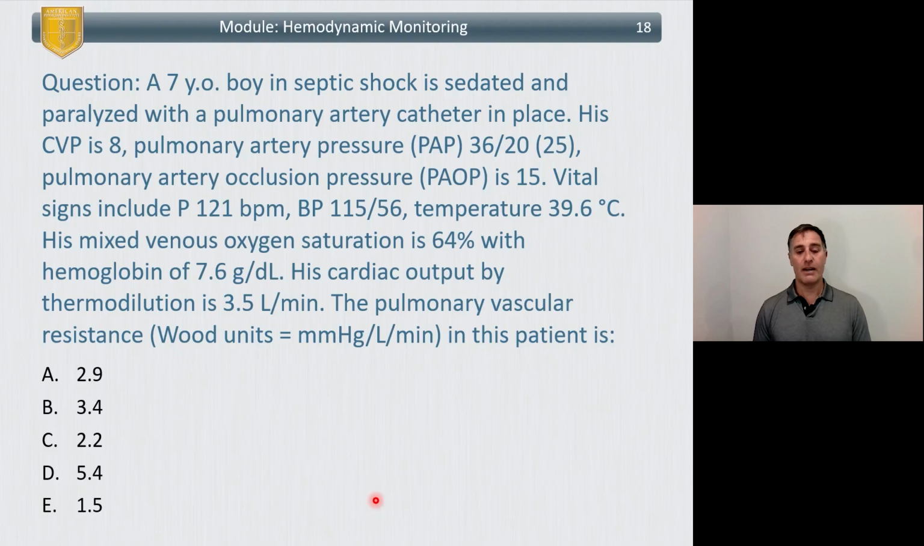The PVR in this patient, the pulmonary vascular resistance in Wood units, is, and there's a few options: 2.9, 3.4, 2.2, 5.4, 1.5.